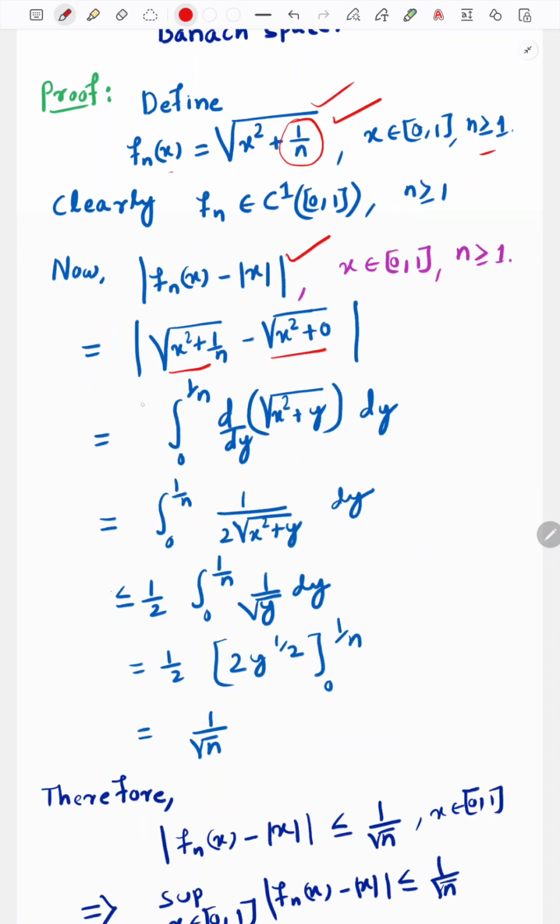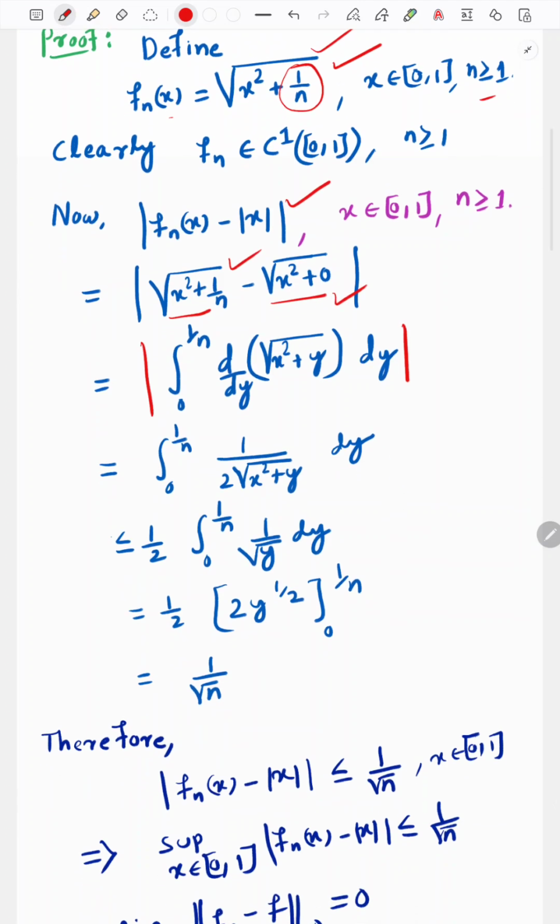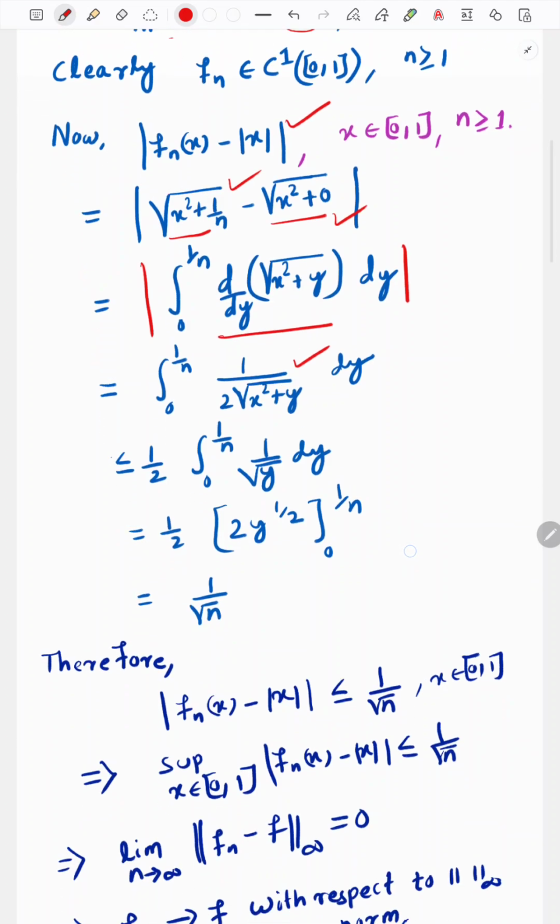I think I have skipped the modulus here. Here it is, there is a modulus. Because after integration you will put 1/n in place of y, then you will get this term, and if you put 0 here you will get this term. So this is equal to this, so there is no problem. Then if you differentiate this with respect to y, you will get this one, by using the chain rule.